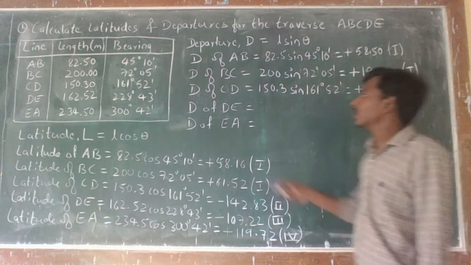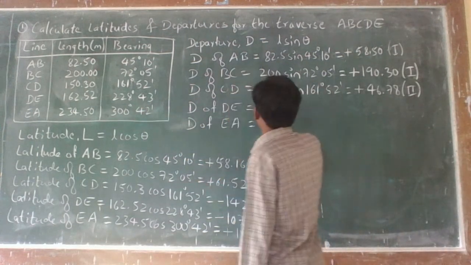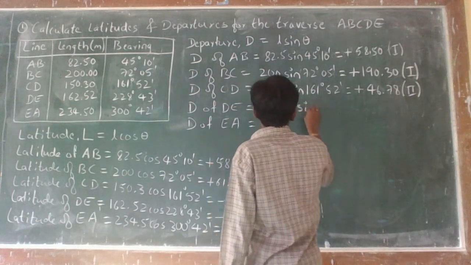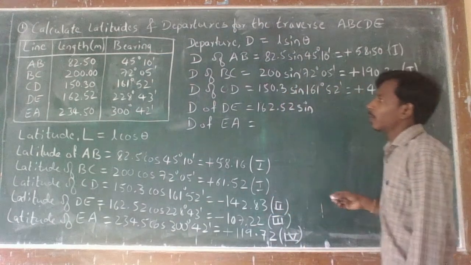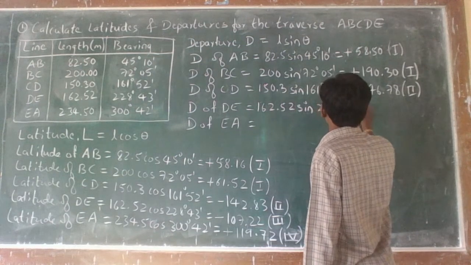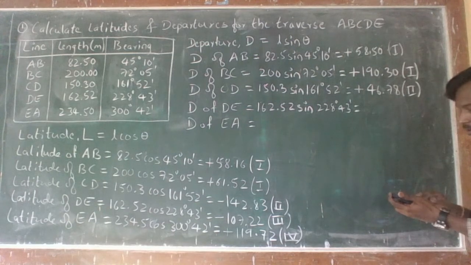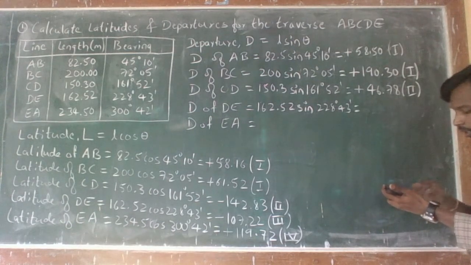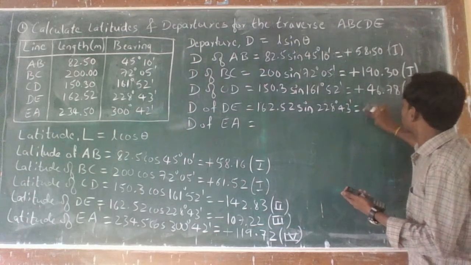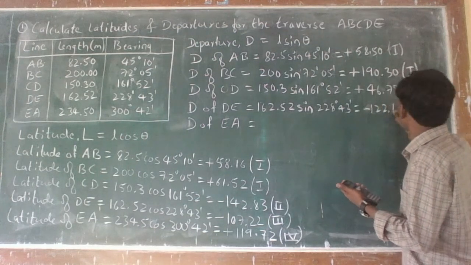Now let's move to the departure of DE. Now take the line 162.52 sin, the bearing is 228 degrees 43 minutes. Now calculate 162.52 sin 228 degrees 43 minutes. Now you get the value in minus. So write minus 122.12.